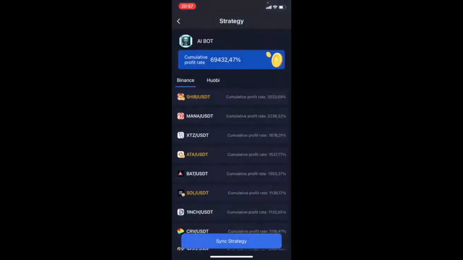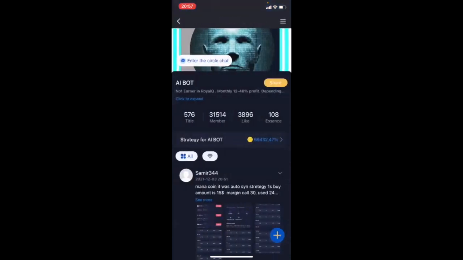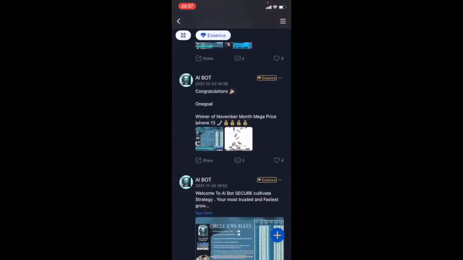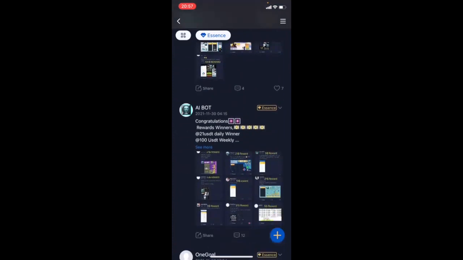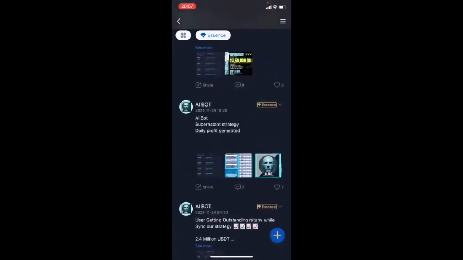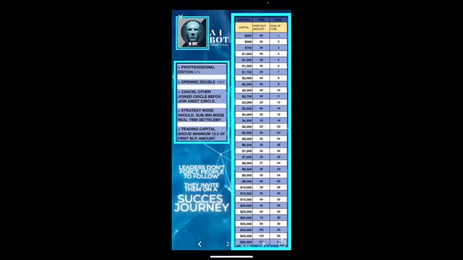Okay, so how do I know that? Okay, let's go to this one. Let's go to Essence. Let's see. Yeah, here we go. What you see here is a chart, meaning you will see the amount of money I have here, first buy-in amount, and the number of coins. And those were the only 2 variables that you had to put in yourself, right?